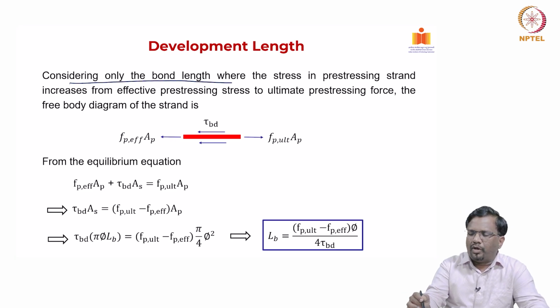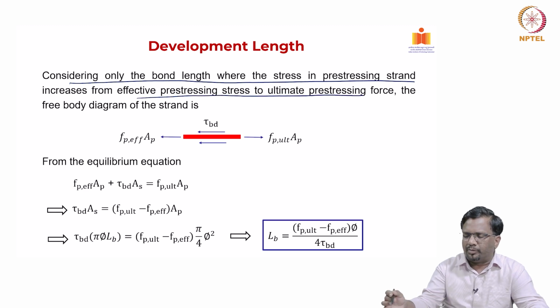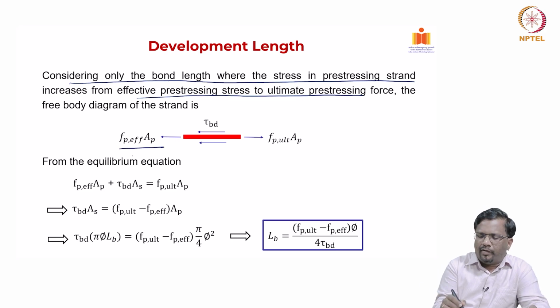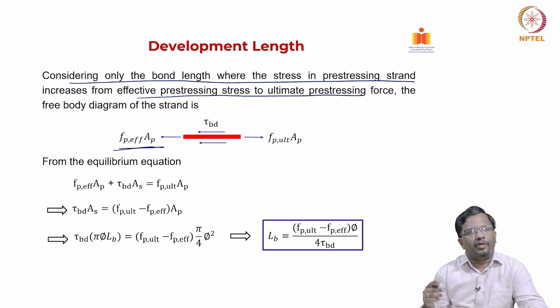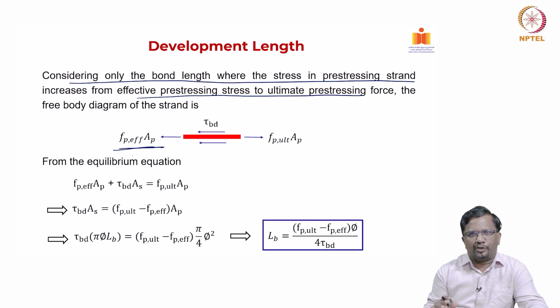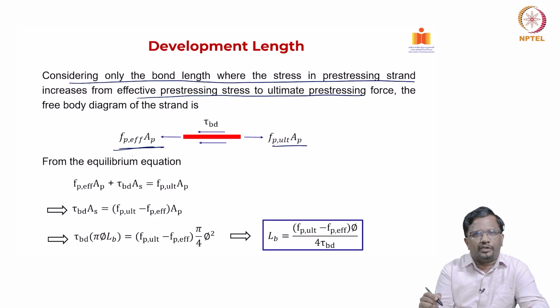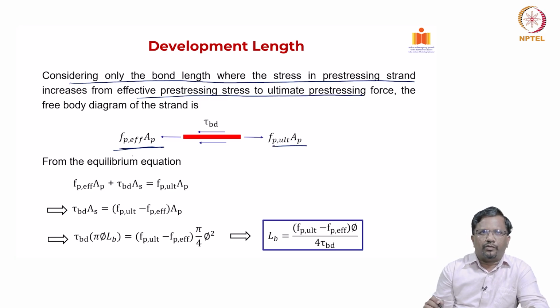Considering only the bond length, where the stress in the prestressing strand increases from effective prestressing stress to ultimate, I want to find the expression for the bond length. At the left end, effective prestress multiplied by AP gives the force at the end of the transmission length. At ultimate, this is FP ultimate times AP. The difference has to be developed as a bond stress at the interface of the prestressing steel. That is what we are doing.